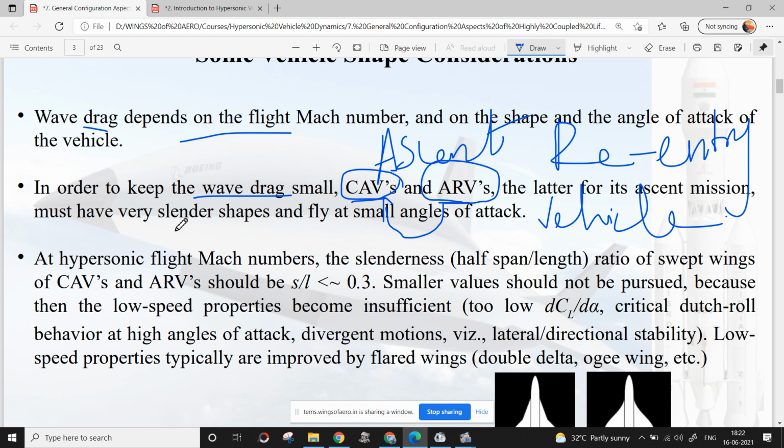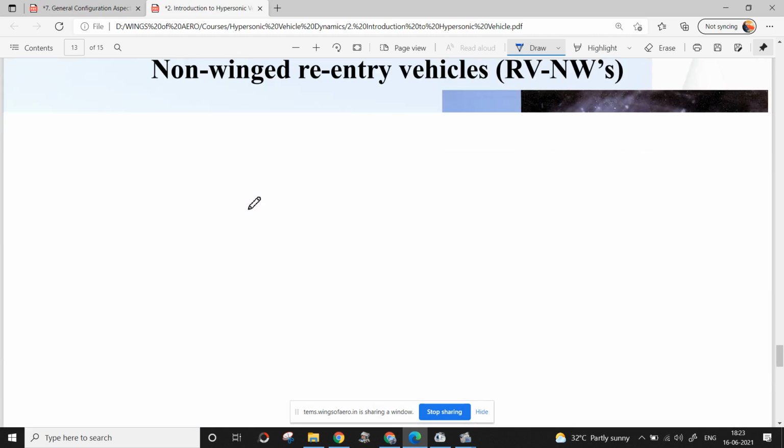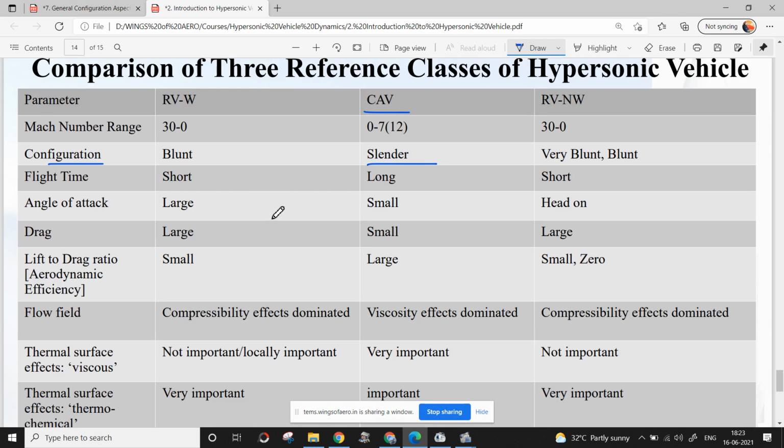So the shape needs to be slender, to get the wave drag small, and also we need to fly at a small angle of attack. If you see the last session, we covered with CAV that the angle of attack needs to be small. The reason why we need to fly with a small angle of attack is that we need to create less drag, right? Less drag can be created with a small angle of attack.